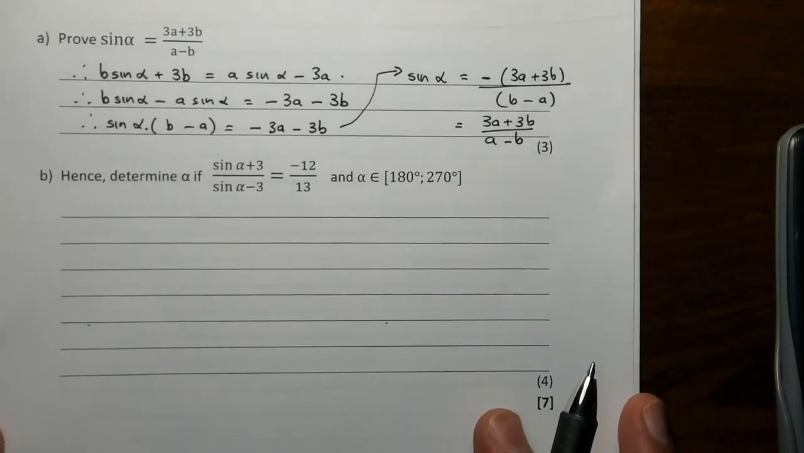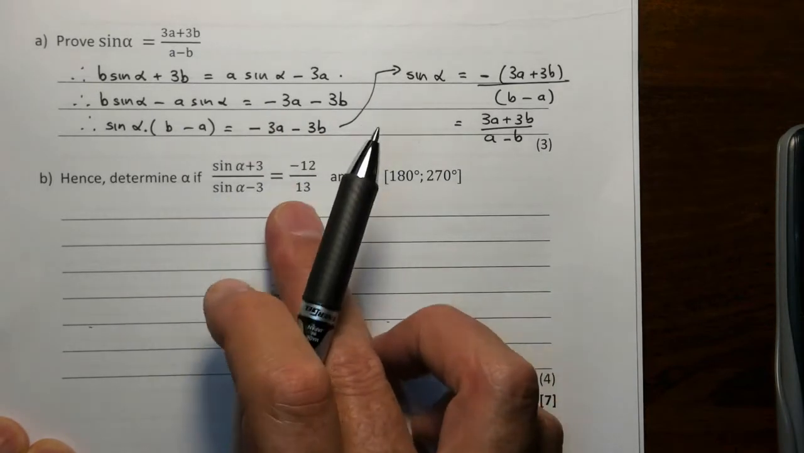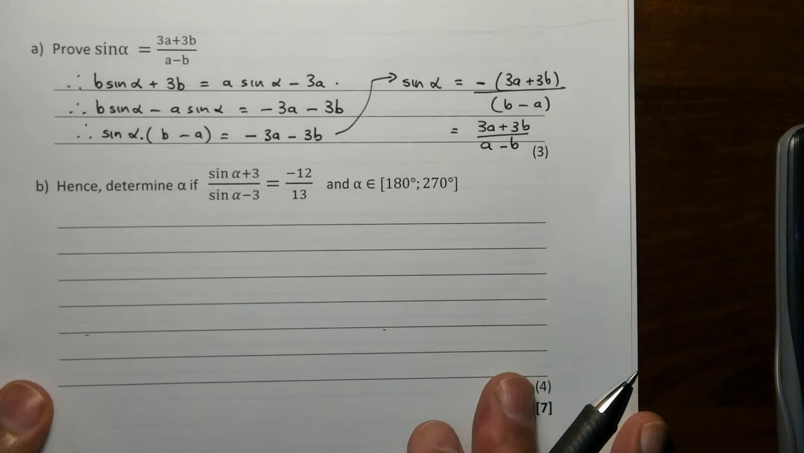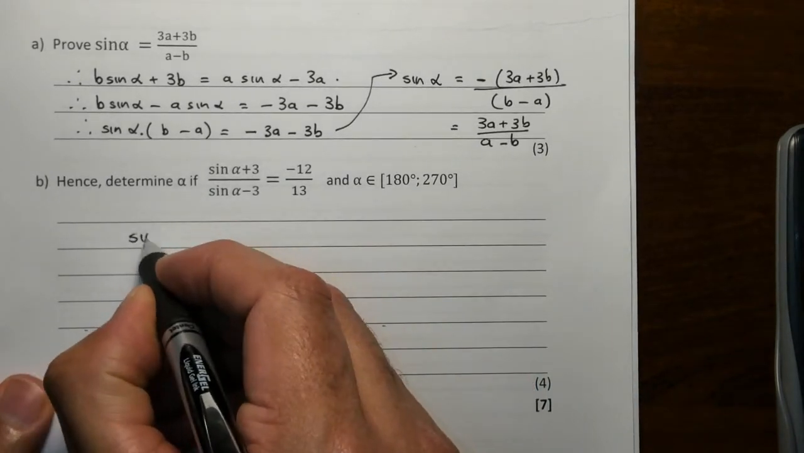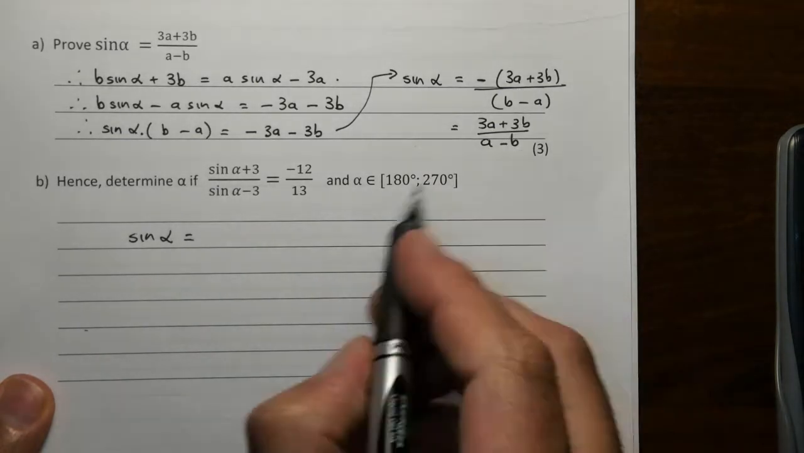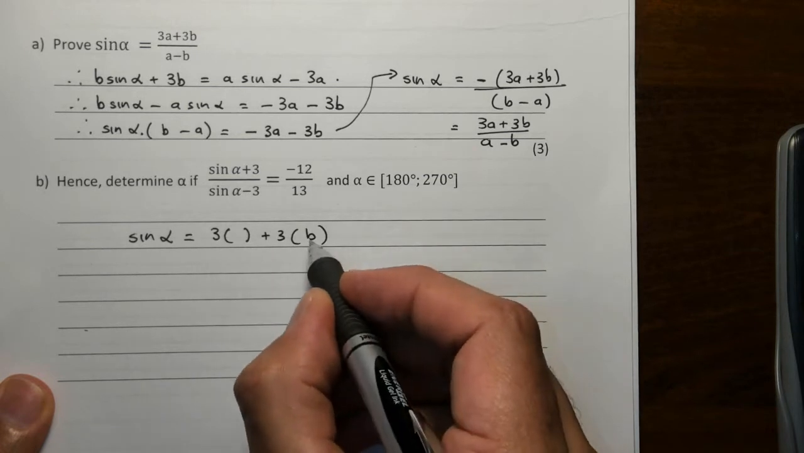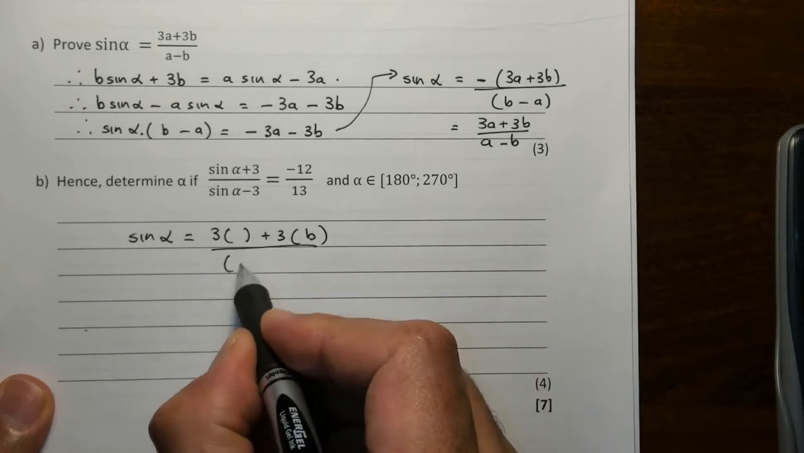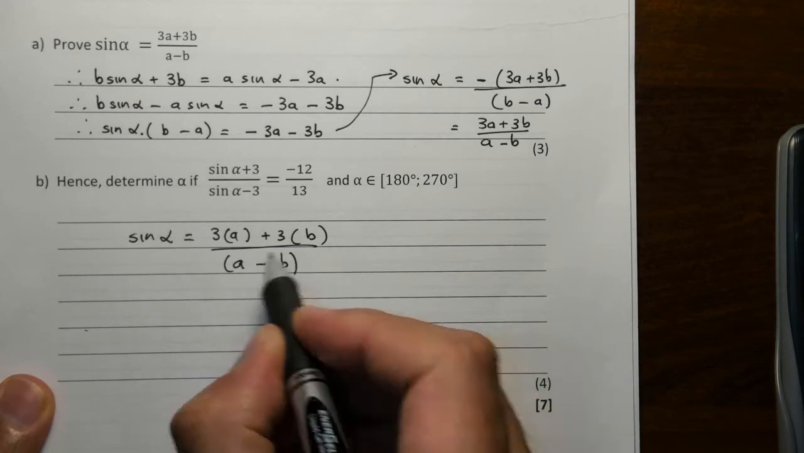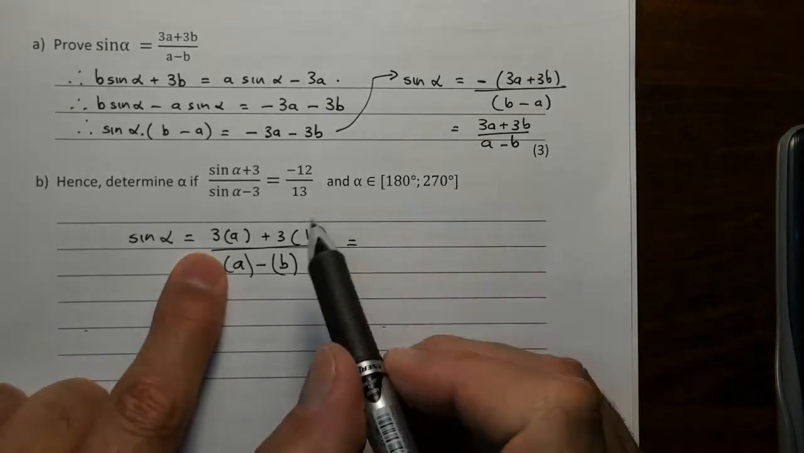Quite easy. The next part is saying, determine alpha if this thing is now equal to that. Now what did we just show? We just showed that the sine of alpha is that over there, 3a plus 3b over a minus b. I should have left that open. I'm going to do that because I put the b there. I was a bit lazy there.